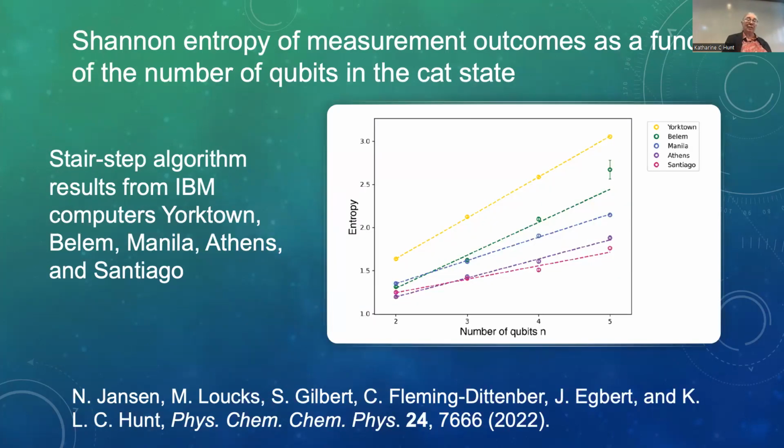So this is what it really looks like. This is the Shannon entropy of measurement outcomes as a function of the number of qubits in the cat state. These are the stairstep algorithm results from the IBM computers, Yorktown, Belém, Manila, Athens, and Santiago. The interesting feature here is that in practically every case, the curve of the entropy versus the number of qubits looks linear. It should be 1 independent of the number of qubits, but it's not.